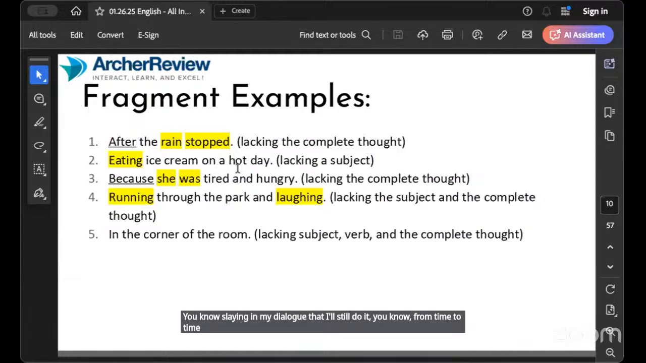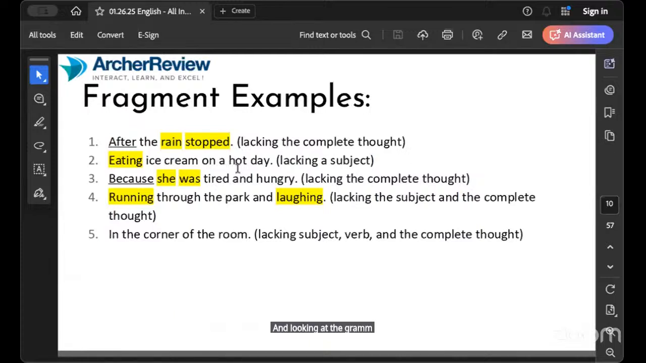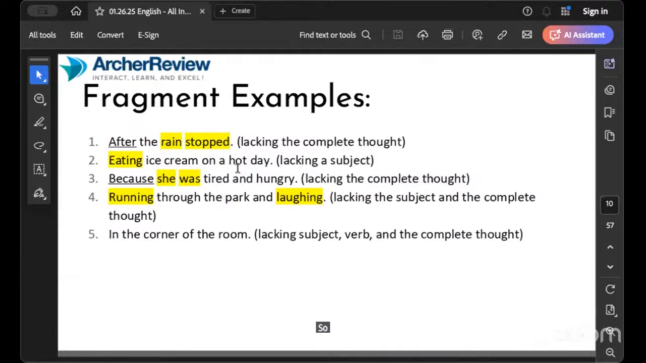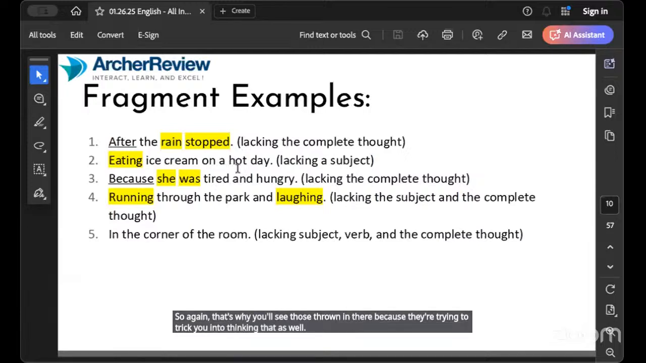in conversation. However, when you're analyzing for grammar purposes and looking at the grammatical side of things, you do have to make sure that you have that subject, verb, and that complete thought. So, again, that's why you'll see those thrown in there, because they're trying to trick you into thinking that as well. So, yeah.